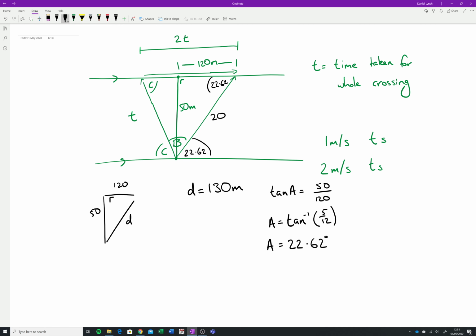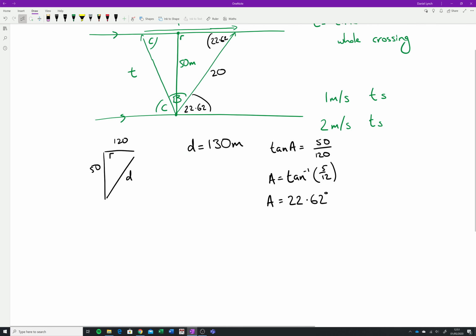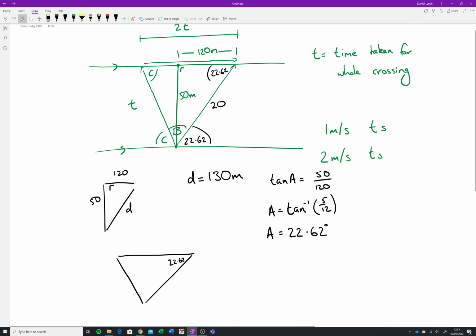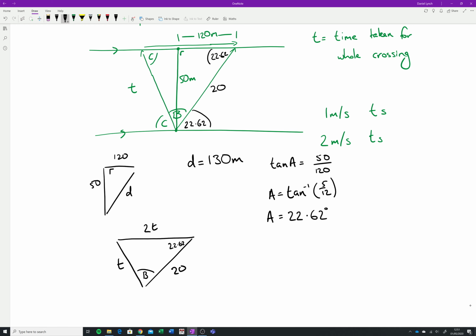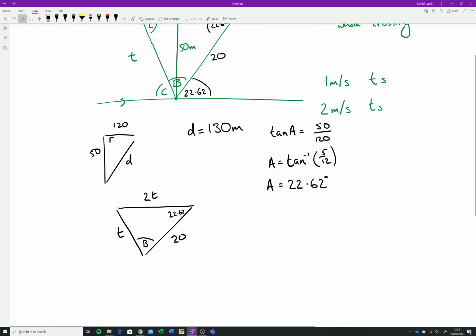Okay, we're now going to use the sine rule. So if I just put in the bits that are important to us, we know that this is 22.62. We know that overall on the top we've got 2t. We know here that we've got t. And we know here that we've got 20. And we know here that we have b. Okay, here's what we're going to do. We're going to use the sine rule here. The sine rule to use, we know that that's angle C.